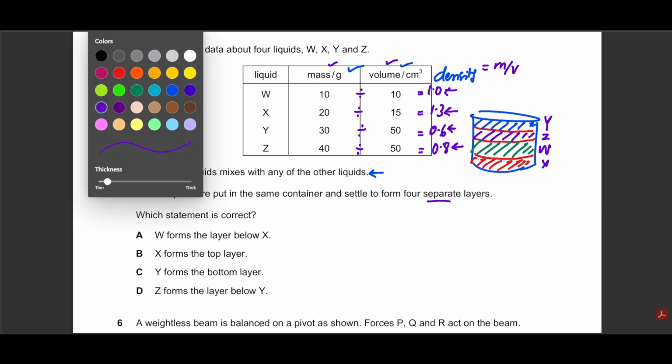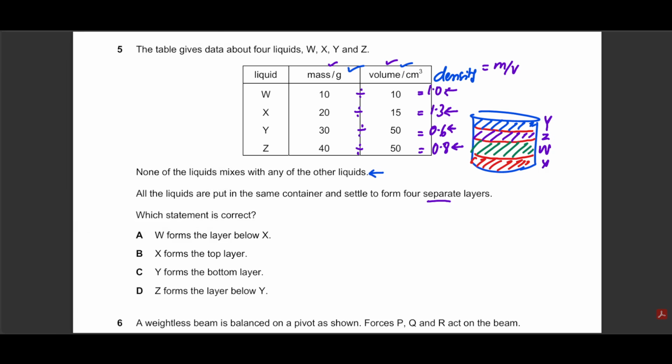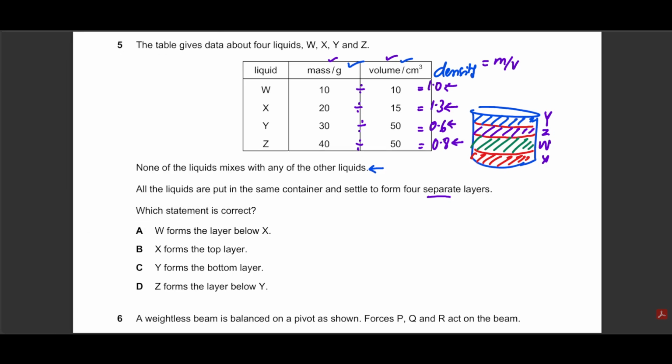Now we're going to put the statements he has given us into this checklist and see if these are correct. So he says W forms a layer below X. Is that true? No. W is above X. X forms the topmost layer. Y forms the topmost layer, so this is also incorrect. Y forms the bottom layer. No, it's X that forms the bottom layer. So Z forms the layer above Y. Forms the layer below Y, sorry. And that is correct. So this is option D, as we can see here.